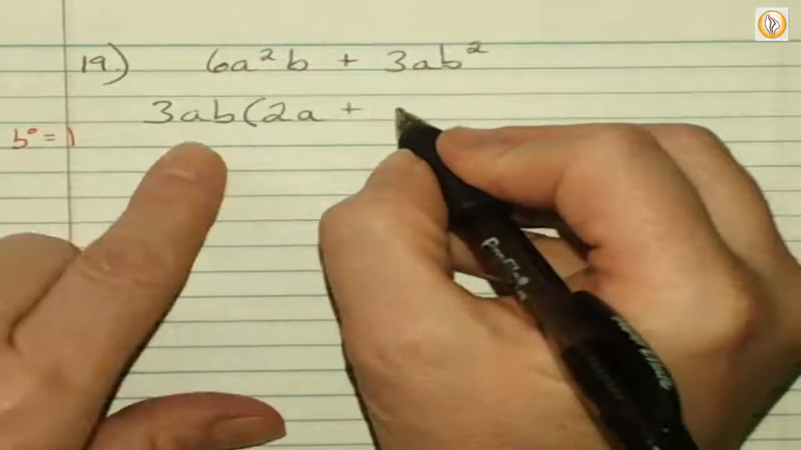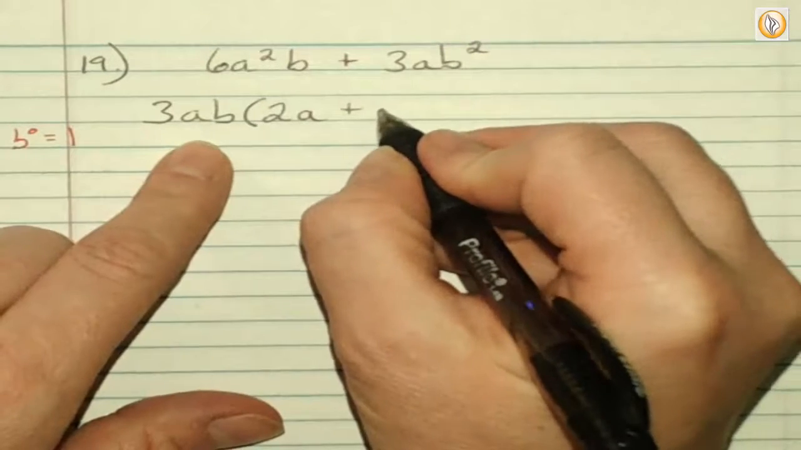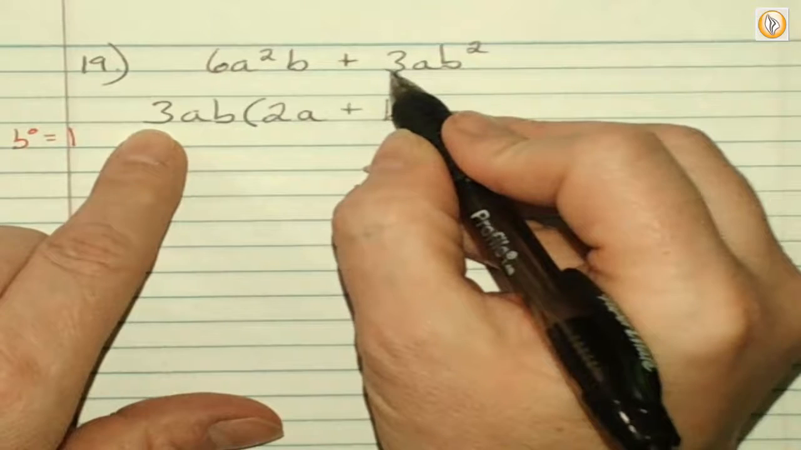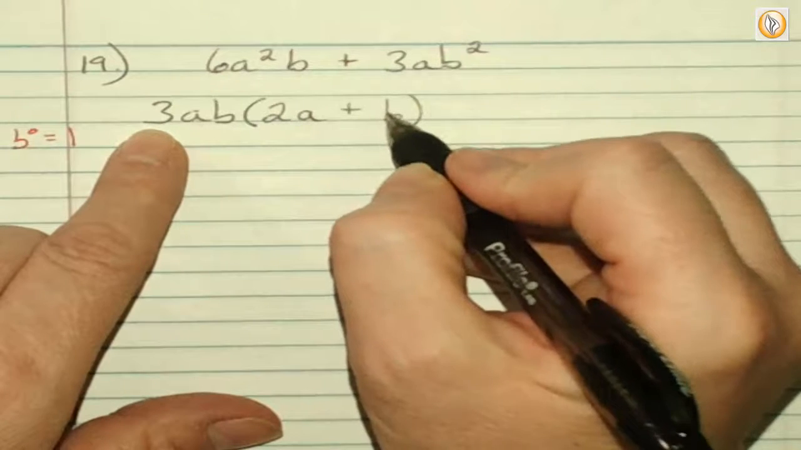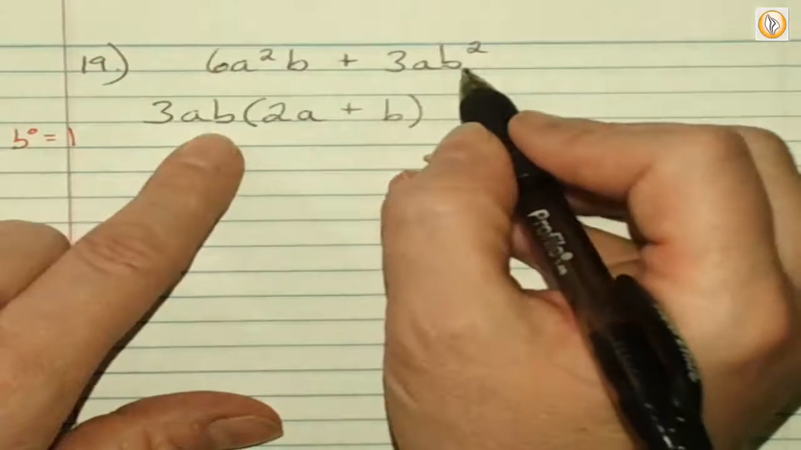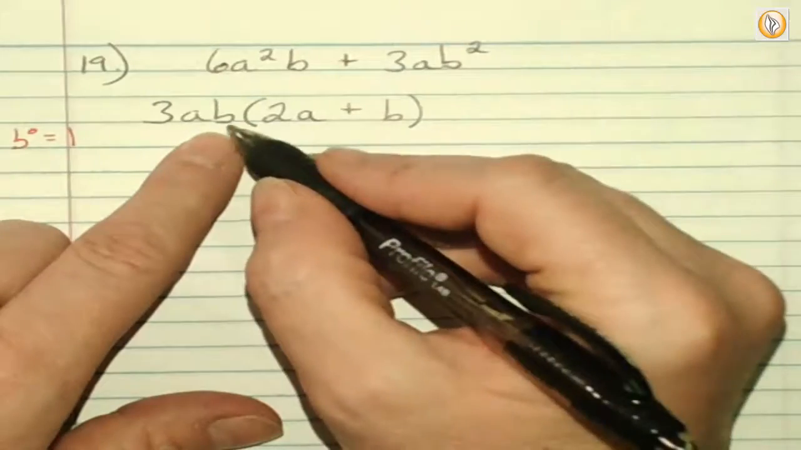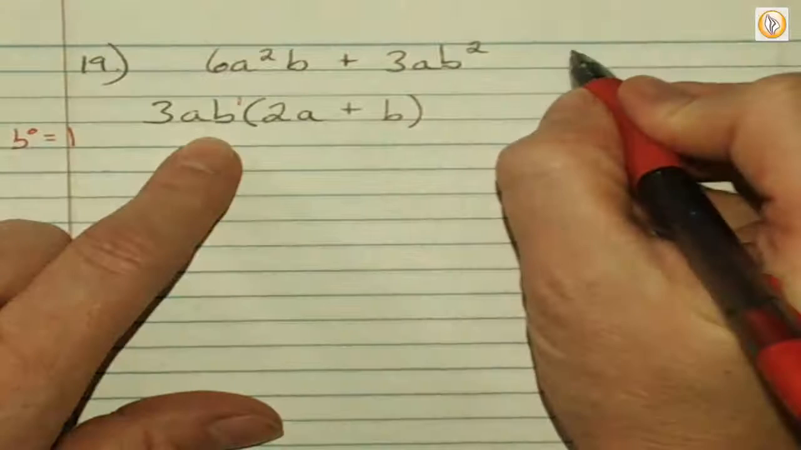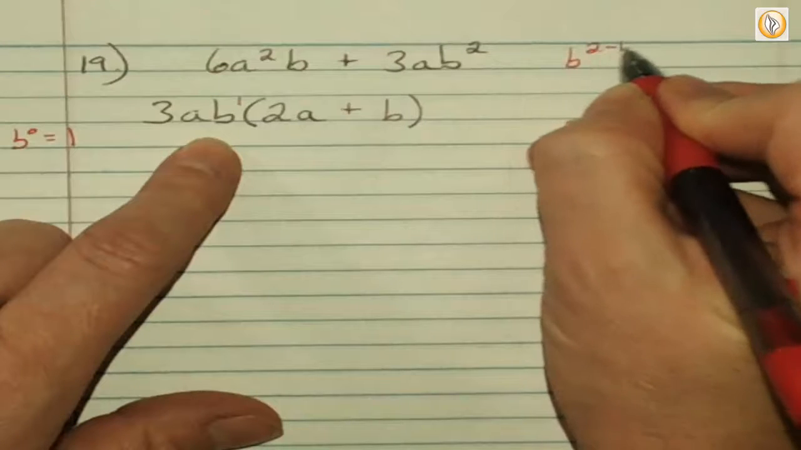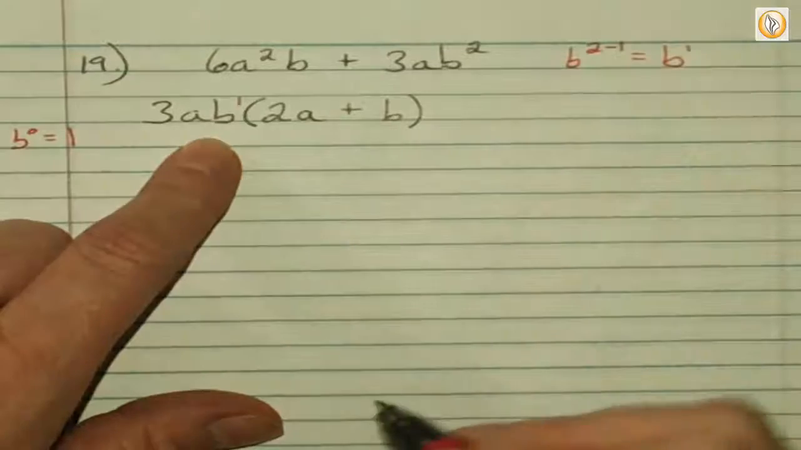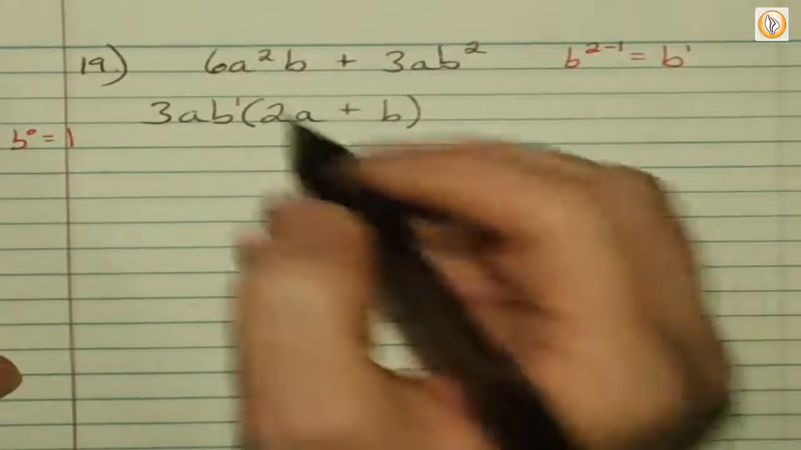And then what would this be, chat? B. Just B, because 3 divided by 3 is 1. We don't have to put a 1 there. A divided by A is just another 1. B squared divided by B, and remember, that's like a little 1. That would be 2 minus 1 equals B. And you can even say 1, I don't care. And there's your answer.